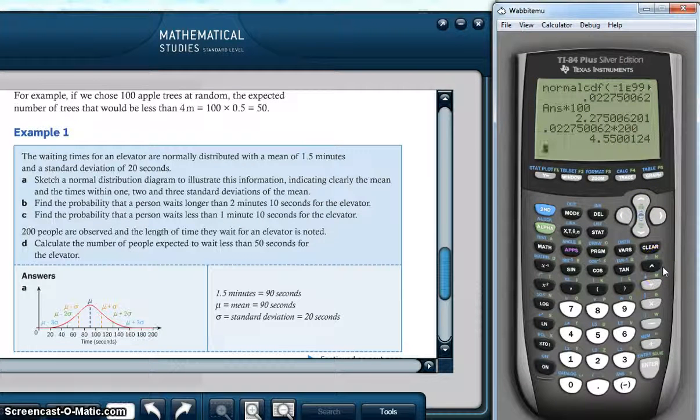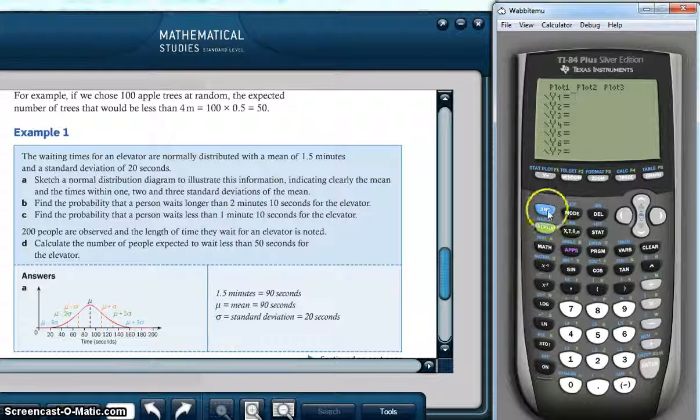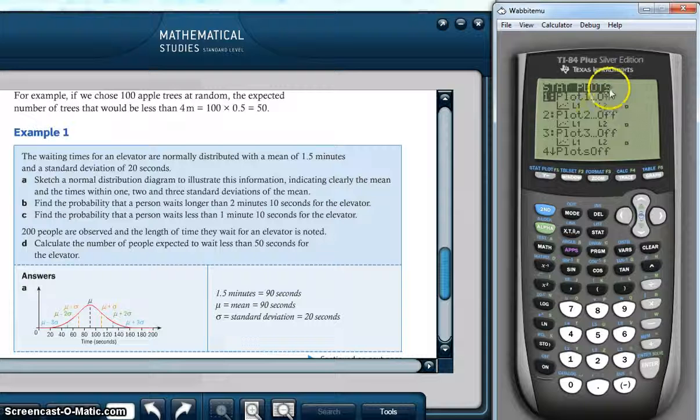Okay. Now, in order to look at it as a graph, let's just look at finding the probability that a person waits longer than 2 minutes and 10 seconds. Now, first thing you have to do when you're going to graph this is you have to make sure you don't have anything else plotted. You don't want a function plotted, and you don't want any stat plots on. So you need to make sure those are all off. Okay? Next, and this one will always be on, I'll just show you real quick. Plots on, always on. Don't worry about that.